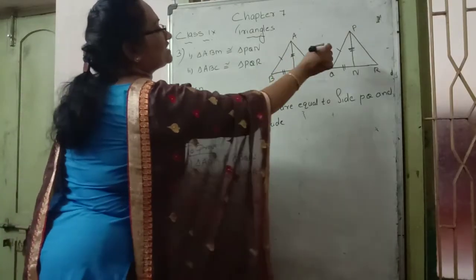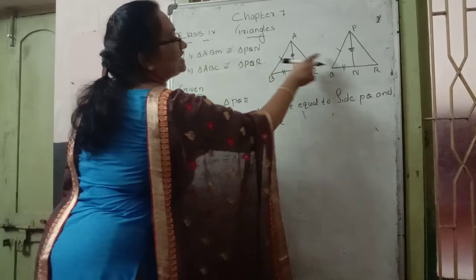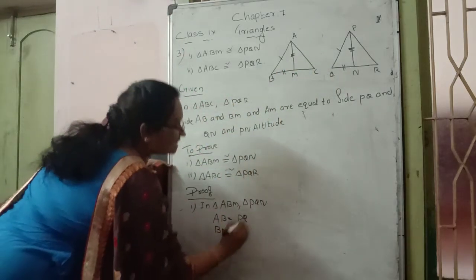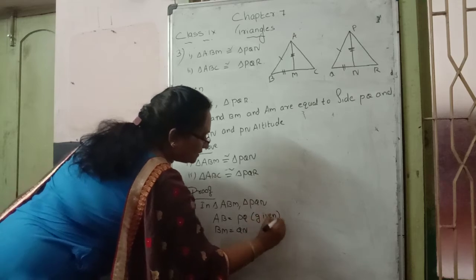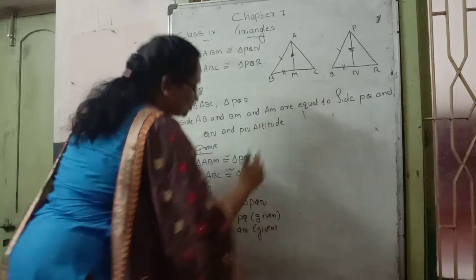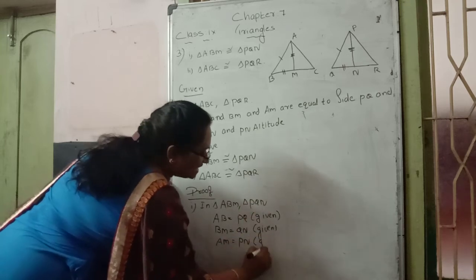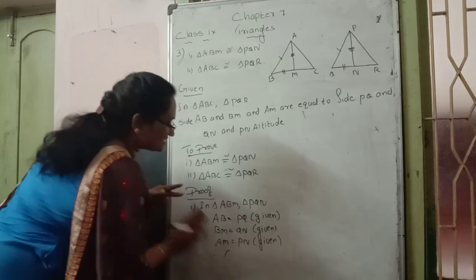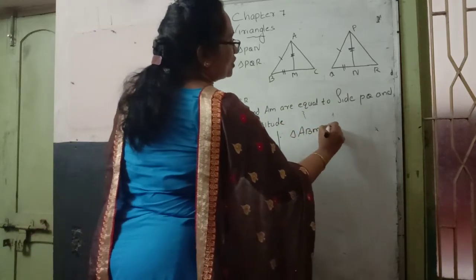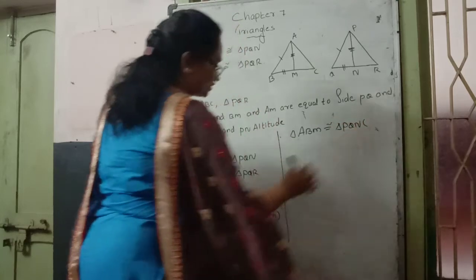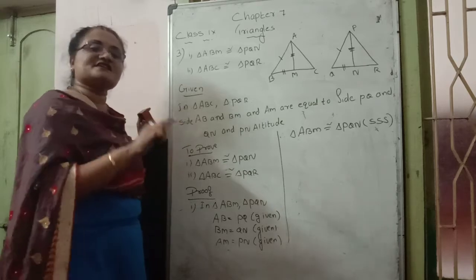What information do we get from the diagram? Side AB of the first triangle is equal to side PQ of the second, that's why one line is marked there. Next, side BM is equal to side QN of the second, that's why two lines are marked there. They are given in the question. The next altitude AM and PN are equal, because they are altitudes, which is also given in the question. Therefore, our required triangle ABM is congruent to triangle PQN, by the condition where all three are sides, so we can say they satisfy the SSS property.